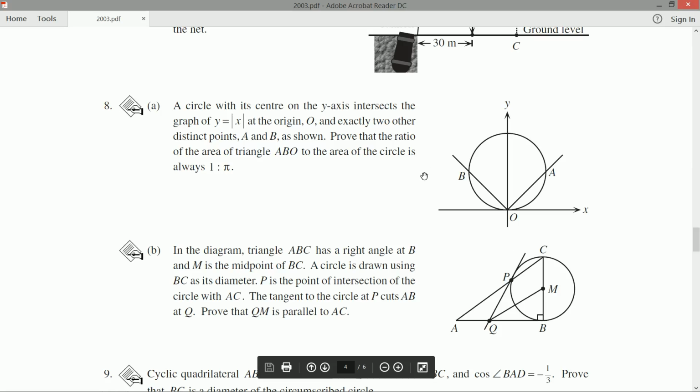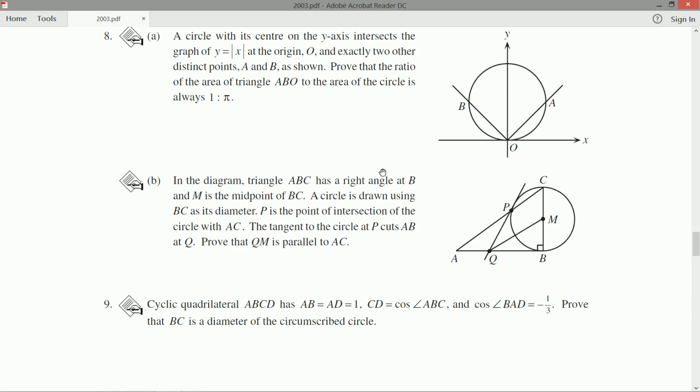Now we've got B part. It's also got a circle in it. In the diagram, triangle ABC has a right angle at B. Okay, so we're looking at another right angle triangle. And we got M is the midpoint of BC. A circle is drawn using BC as its diameter, so M would have to be the center. P is the point of intersection of the circle with AC. That's fine. The tangent to the circle at P cuts AB at Q. Prove that Q connected up with M is parallel to AC.